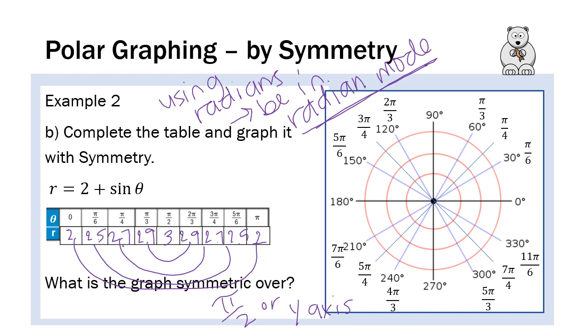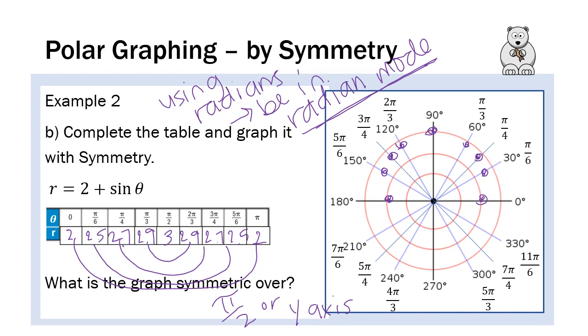So let's go ahead and plot these points. So 0, 2, that's easy. Then pi over 6, 2.5. Then pi over 4, 2.7. Then pi over 3, 2.9, almost a 3. Then at pi over 2, it is 3. Then we go back down. 2 pi over 3 is 2.9. 3 pi over 4 is 2.7. 5 pi over 6, 2.5. And pi was 2.